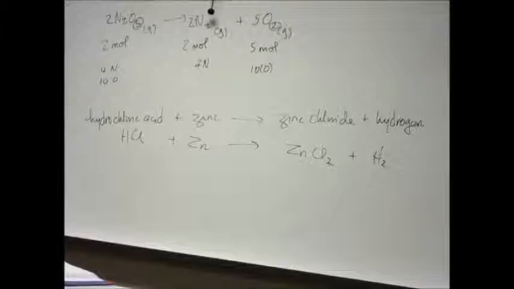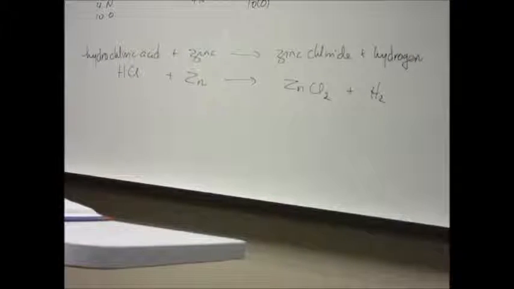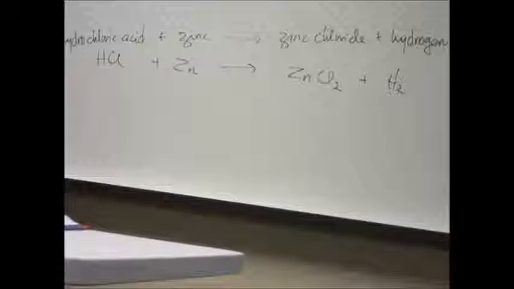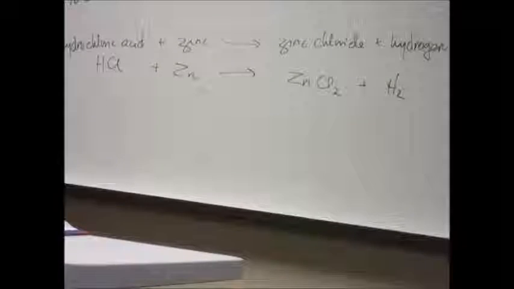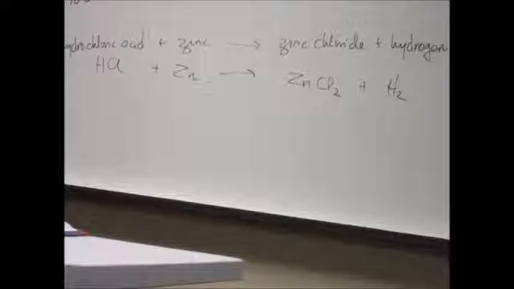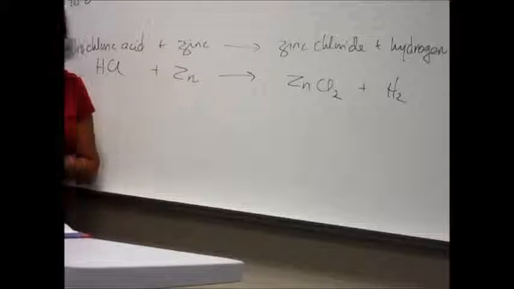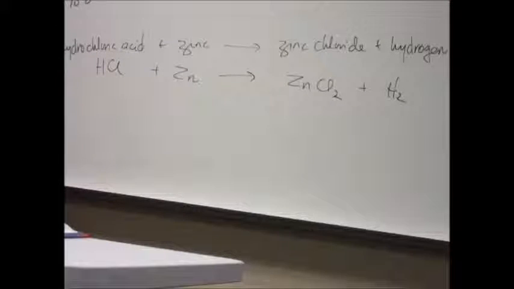Zinc is always +2. Remember that, from the periodic table. Write that down. And then hydrogen is always going to be written as a diatomic, so it's H2, not just H. Zinc is a metal, an element by itself, so you can leave it like that. And then HCl, of course, is the acid.